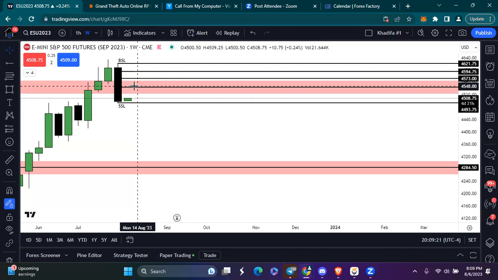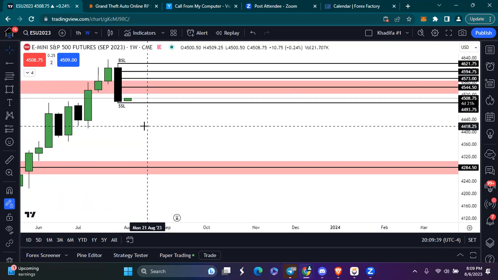But this would be my first TP, right? Longing from where we're currently at. If I was to take a buy from where we're currently at, this would be my first TP. And then the lower premium array would be my second TP, and the upper PD array would be my third TP.